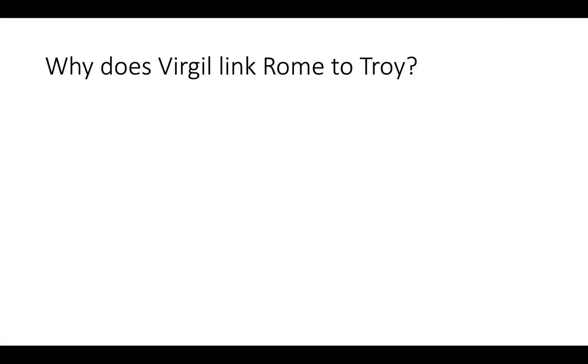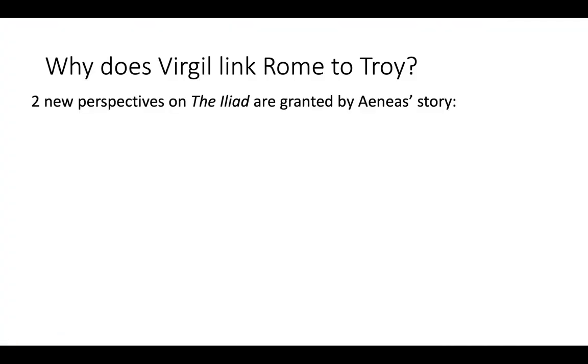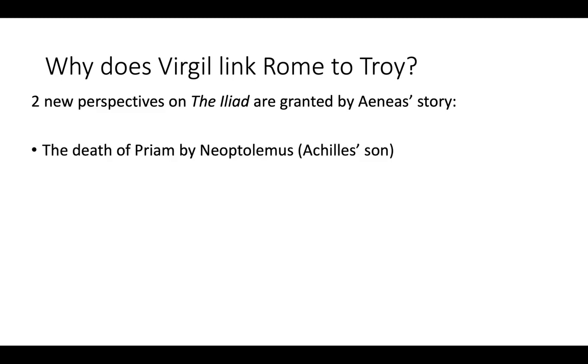Okay. So again, this question: why does Virgil link Rome to Troy? So here's where I'm kind of planting the seeds for the fact that I think the Aeneid is a critique as well as a celebration of Rome and Aeneas. So one thing that Virgil does is he gives us a new perspective on things that happened in the Iliad. The fall of Troy, the work of literature about the fall of Troy, we're given two new perspectives on it, by hearing what Aeneas says about the fall of Troy.